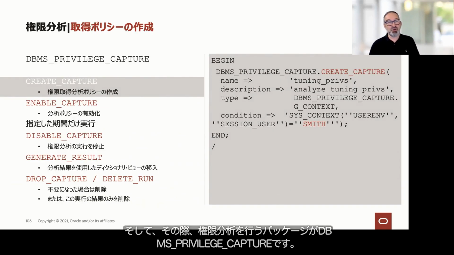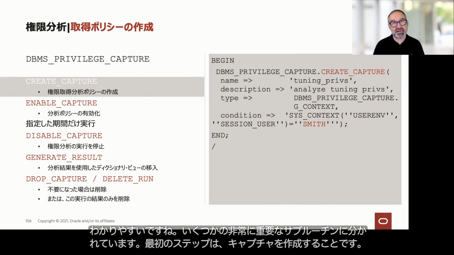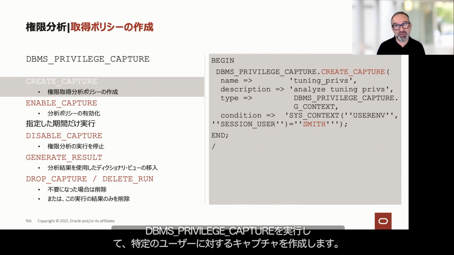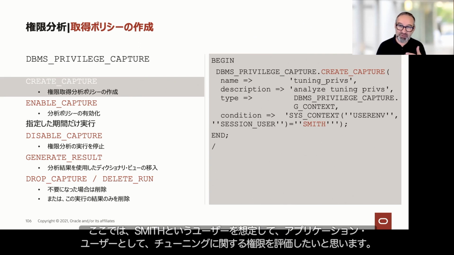And when we do this, the package dealing with privilege capture is DBMS_PRIVILEGE_CAPTURE, very obvious. And it has some very important subroutines. The first step is that we create a capture. In this case, I would like to find out about the tuning privileges. So I call DBMS_PRIVILEGE_CAPTURE, I create a capture, and for a specific user. So let's assume the user Smith here, that is my application user, and I would like to evaluate the privileges in regards to tuning here.